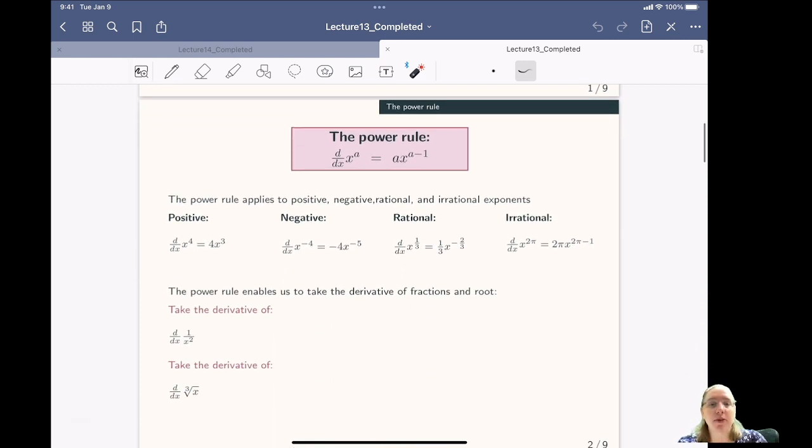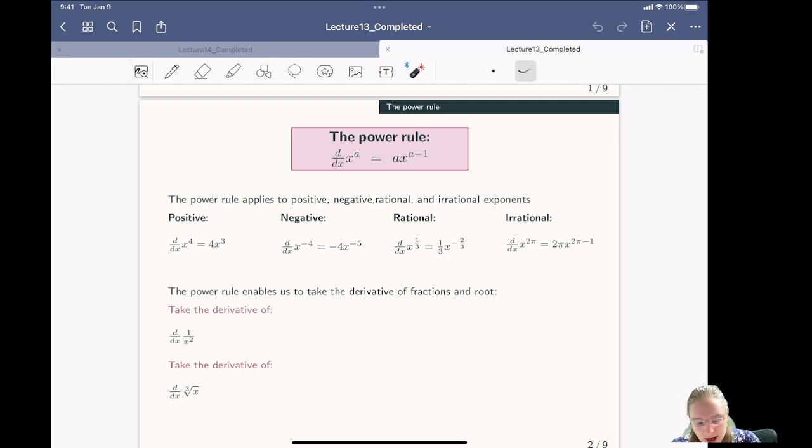First of all, let's recall the power rule. If we have d by dx of x to the a, then we are going to take this a down and subtract 1, and that is going to give us the derivative. So if we have x to the a, the derivative of that is a x to the a minus 1.